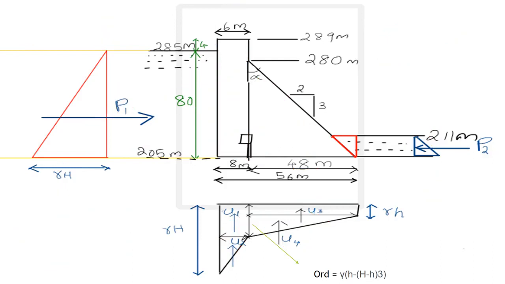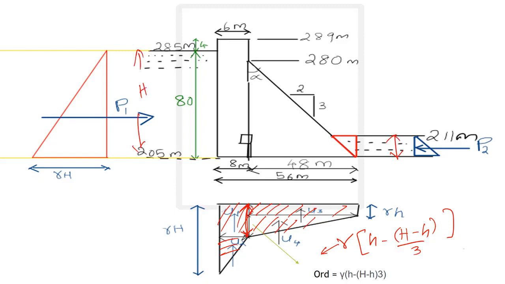Okay, this height is required so that we can find out the area of the different components, that is this rectangle, then this triangle, then this rectangle, and this triangle. We need this height for the area calculation, and that height is given by gamma into small h minus H by 3. Here gamma is the unit weight of water, small h is the tail water height, and capital H is the upstream water height, that is equal to 80.